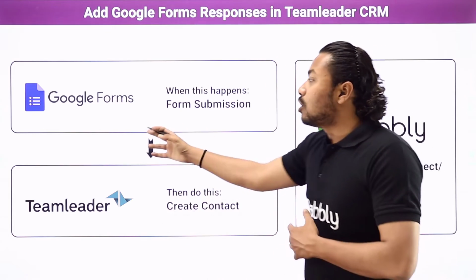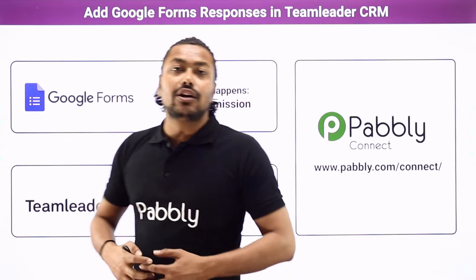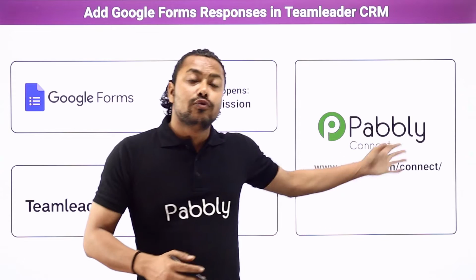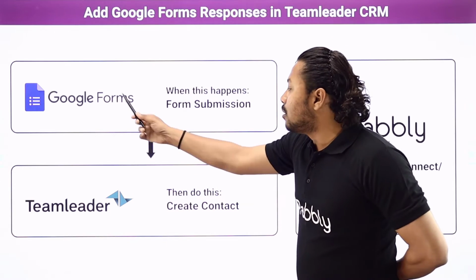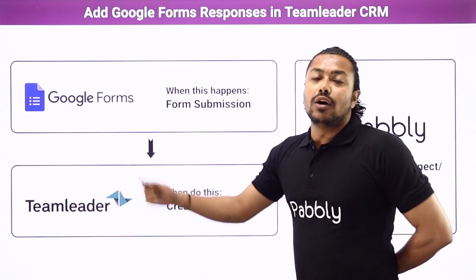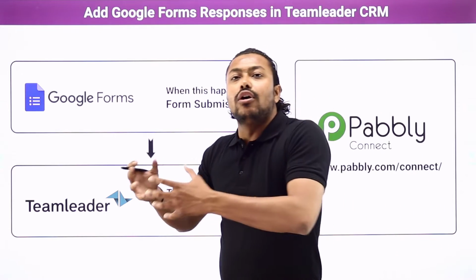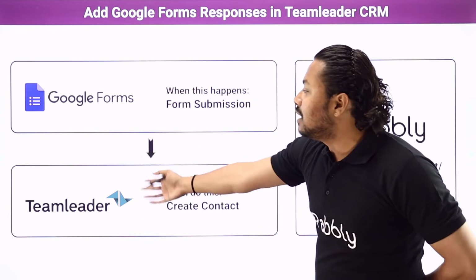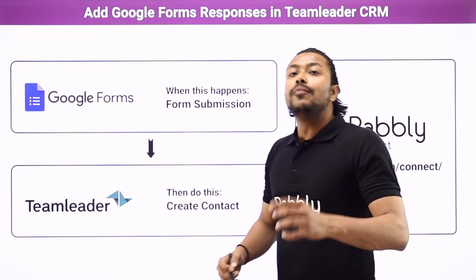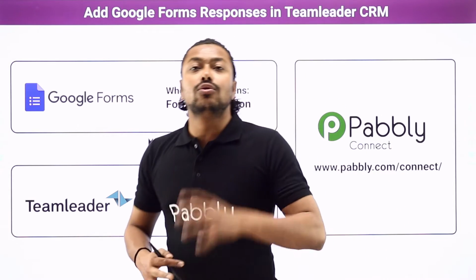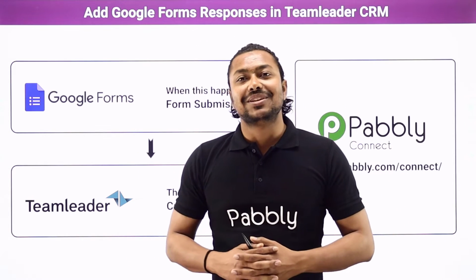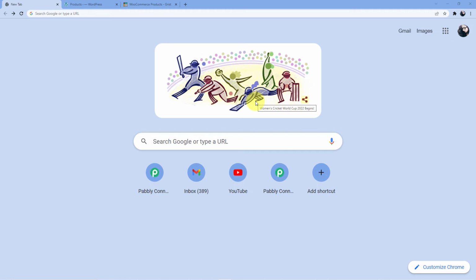Okay. Now to do this automation, we are going to use an integration and automation service, Pabbly Connect, which will help you connect your Google Forms and Team Leader together. Now Google Forms is the application for building forms online and Team Leader is the CRM application. So if you want to know how to do this automation, you have to come with me to the screen. And we are now on our screen.